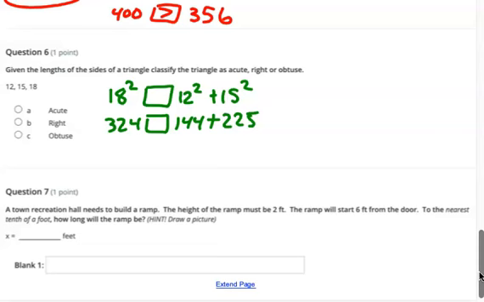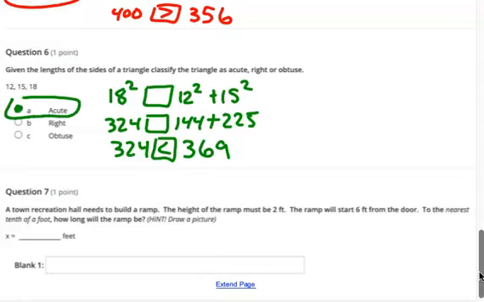All right, so we're adding together the 144 and the 225, and we get 369. 324 is smaller than that. So since the hypotenuse is the smaller side, that's when you have an acute triangle. So the third one, number 6, is acute.